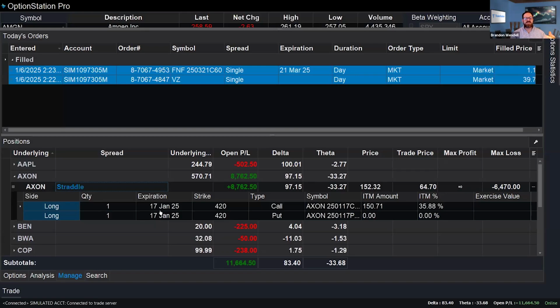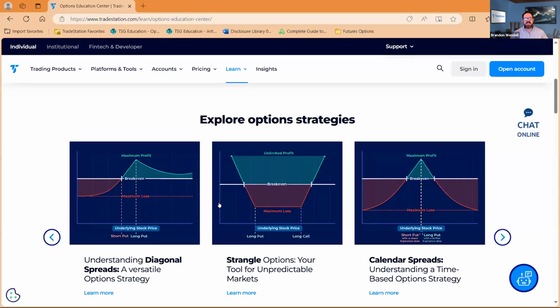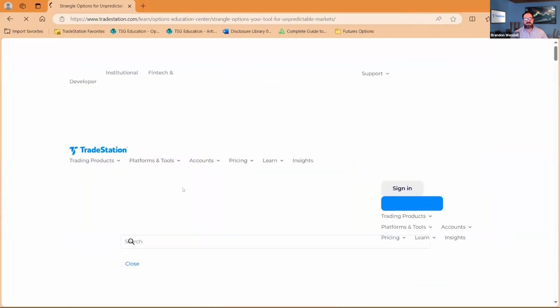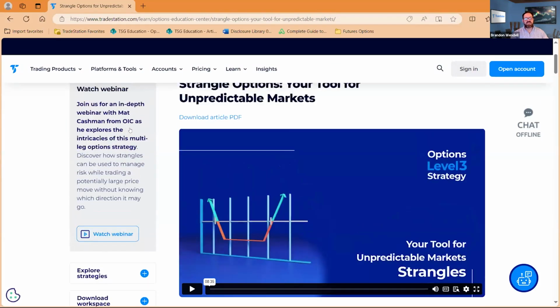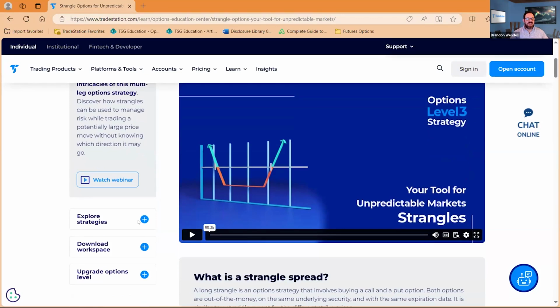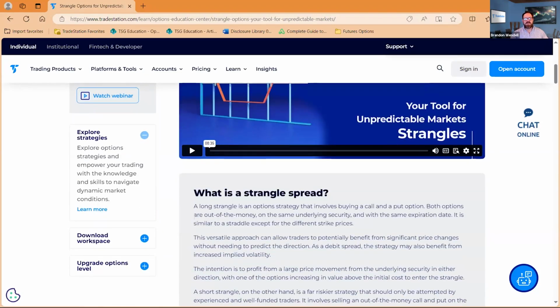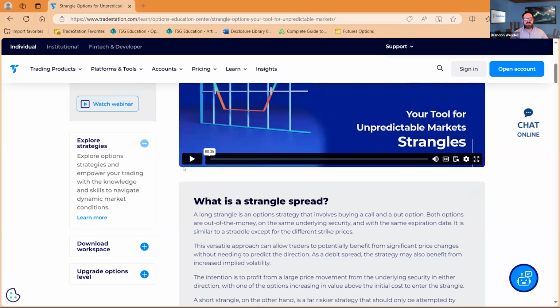So again, the details of the strategies themselves are in the Option Education Center. If you click there, you'll see, for instance, Strangle. It's the same for straddle. You'll find a video, article, and even a webinar. Matt Cashman, I'm sorry, not Options Education, OIC, actually demonstrated a lot about that and did a webinar for TradeStation. So anyway, you can explore the strategy a little bit more. You've got the article, the video, and whatnot.